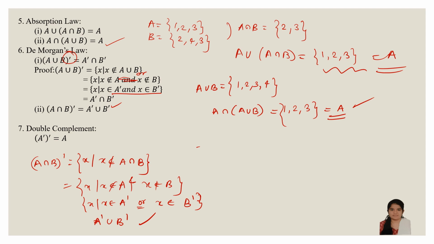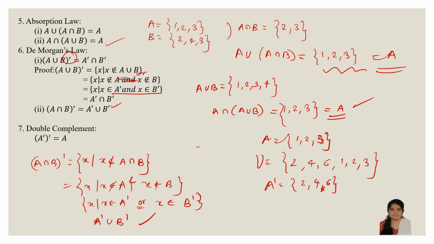Next operation is double complement. Means what? Complement of a complement. So obviously, what will the complement of a complement give? The same set. Given a set, say A is 1, 2, 3, and say the universal set is 1, 2, 3, 4, 5, 6. So with respect to the universal set, what will A complement be? 2, 4, 6 was the example given. And again if you take the complement of the complement, leaving this, all the remaining elements, that is 1, 2, 3, will be considered, which is nothing but equal to A. So this double complement property also holds.